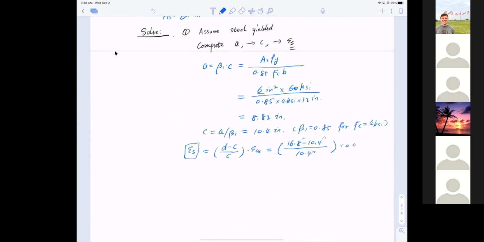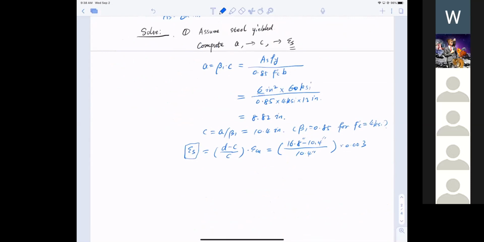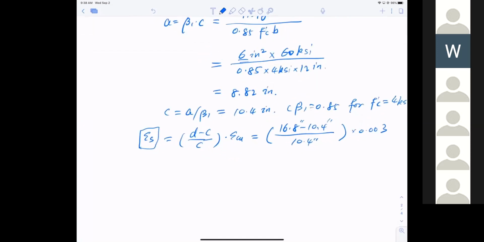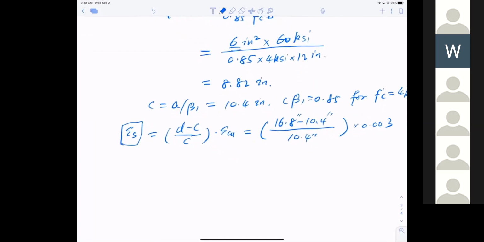And multiplied by 0.003. All right, I forgot to do my homework on this one, so I need somebody to help me out with the number. I'm going to pick our next victim, who's going to be Adam. On my screen, can I get help on this quick calculation here? Can you see my screen? Yes. 16.8 minus 10.4 divided by 10.4, bracket, and multiply 0.003. I'll get that going. While Adam's getting going, we're just trying to compare this with the yield strain. What's the number?